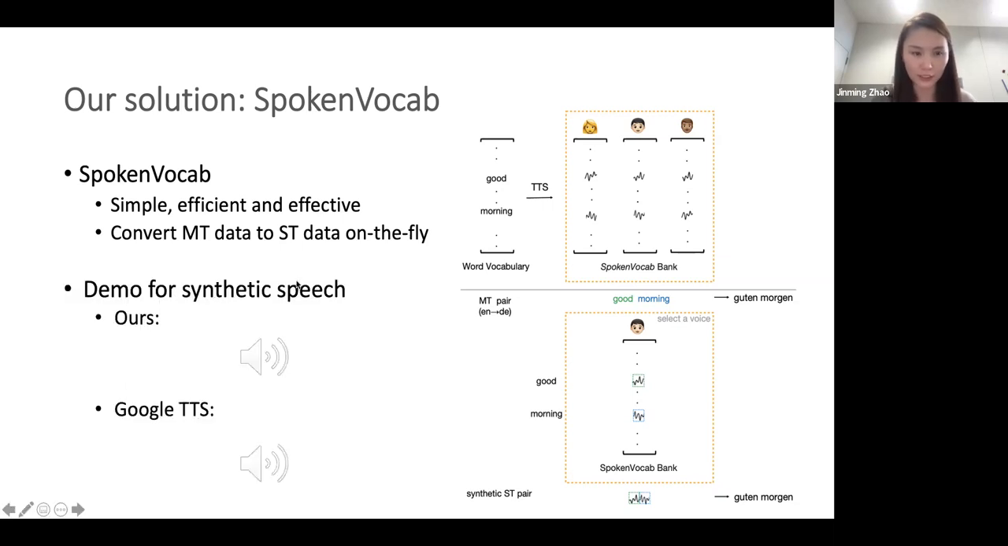By the way, this stitched speech is disregarded afterwards. Here's a demo for different types of synthetic speech. And this is the stitched speech produced by SpokenVocab.